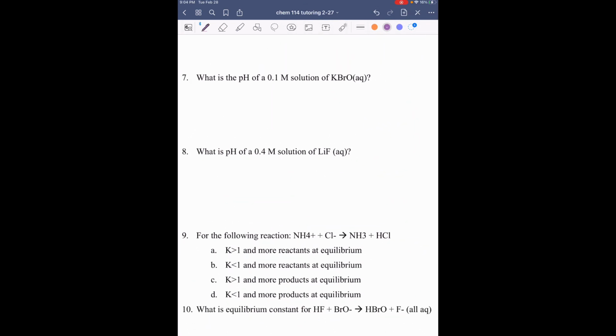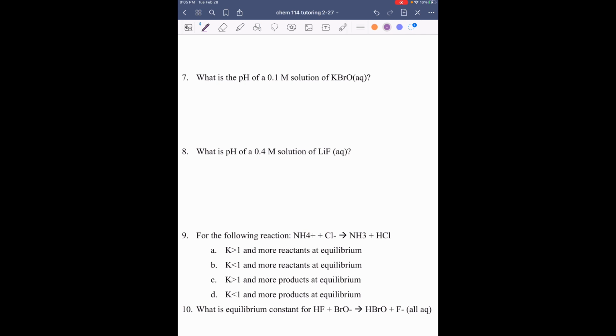Okay, so if I have the pH of a 0.1 molar solution of KBrO, so now we're actually going to apply the math to this. So we could have determined just in general that this would be a basic solution because K is neutral because it's group 1, and this is the conjugate base of a weak acid, so it'd be basic. So we could just tell that, if they were asking for it in general, but we're going to find the actual pH.